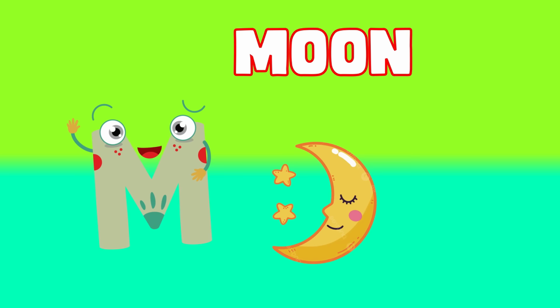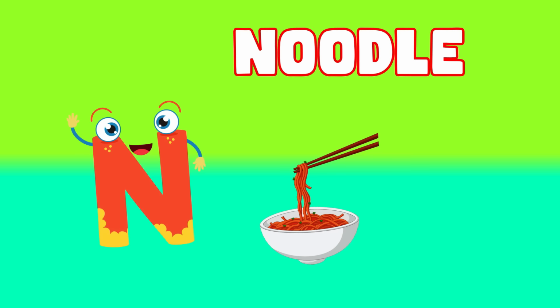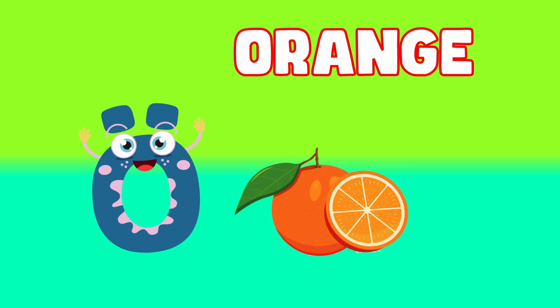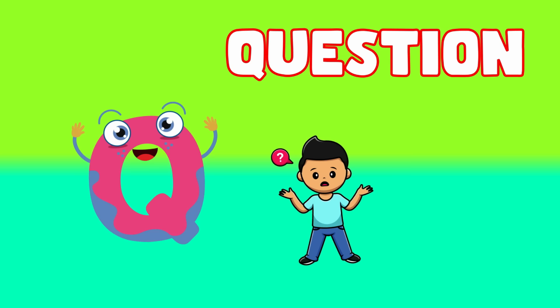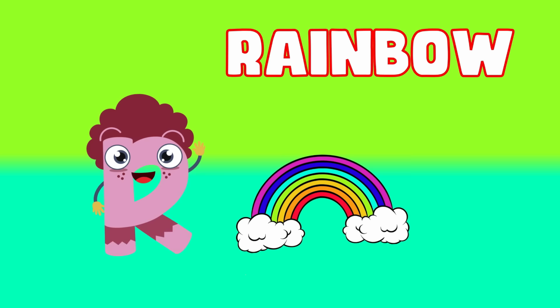Alphabet N. Noodle. Alphabet O. Orange. Alphabet P. Pizza. Alphabet Q. Question. Alphabet R. Rainbow. Alphabet S. Star.